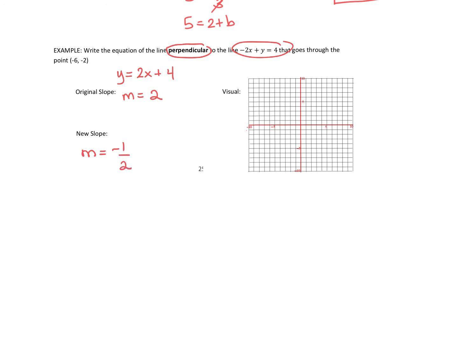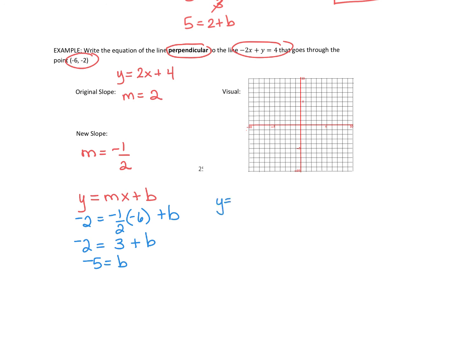And I'm going to do this one algebraically first. y equals mx plus b, and I'm going to plug in the values that I know. So in for y, -2, equals -1/2 times 6 plus b, -3 plus b, and then if I add 3, I get... b equals... -5. So this equation is going to be y equals -1/2 x minus 5.